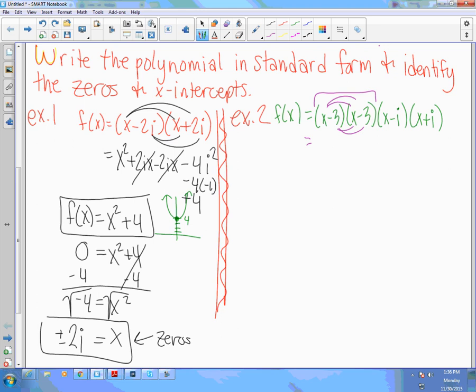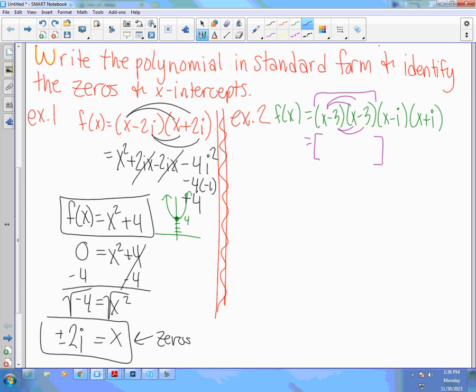Okay, guys, can you tell me what you got when you multiplied x minus 3 times x minus 3? Did you get 4 terms when you first multiplied them all together? What were the 4 terms you got when you multiplied them all together? You didn't get 4 terms?